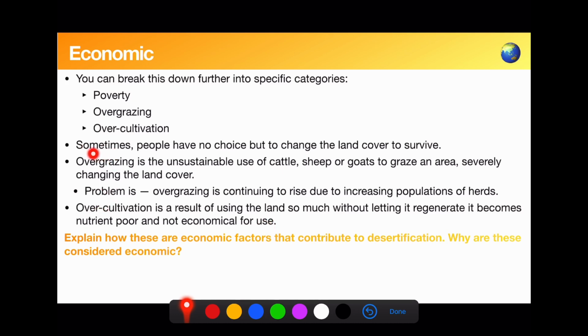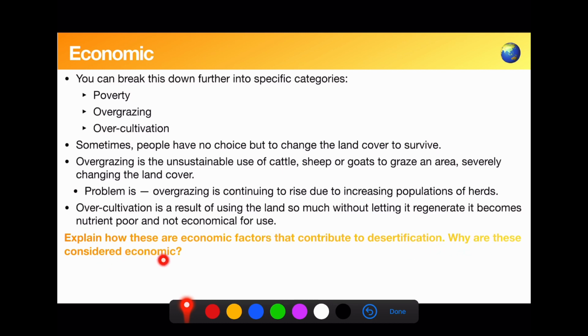Well, how do they link to poverty? Sometimes people have no choice but to change the land cover to survive. This is all about survival and people trying to lift themselves out of poverty. To do that, they tend to overgraze and they tend to overcultivate, okay? So a lot of these problems are to do with population growth, increasing populations of herds. So explain how these are economic factors that contribute to desertification.